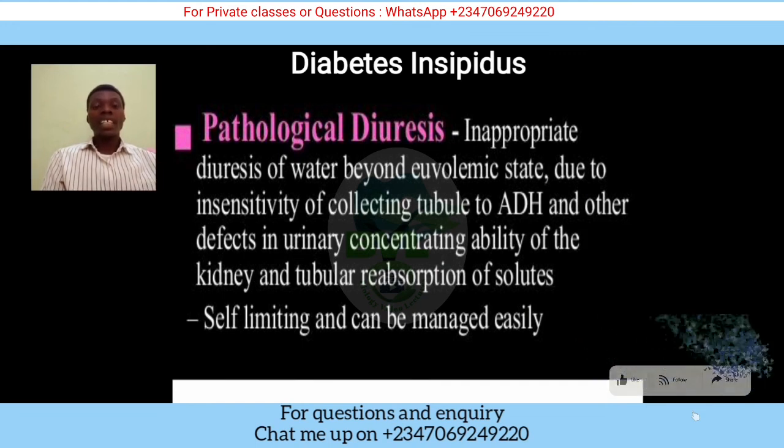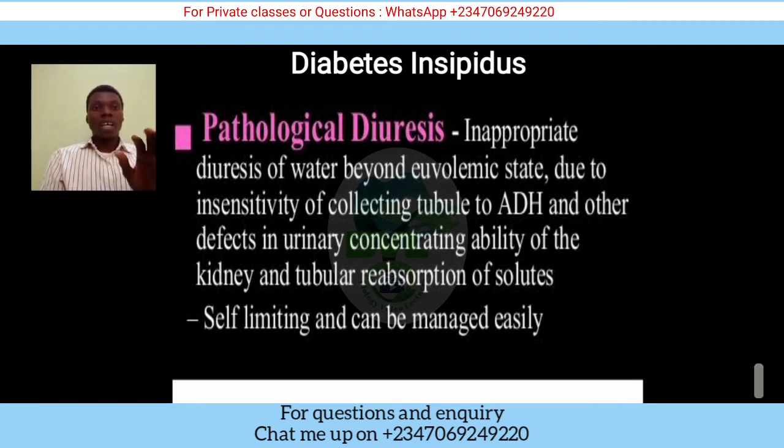So in this case, ADH is being secreted, or sometimes it doesn't get secreted. There's a condition called inappropriate secretion of ADH. Now, if there's no ADH, you have diabetes insipidus, or ADH is being secreted but the collecting duct is not responding to it. So a large amount of urine will be excreted at all times, and in no time it will lead to dehydration.